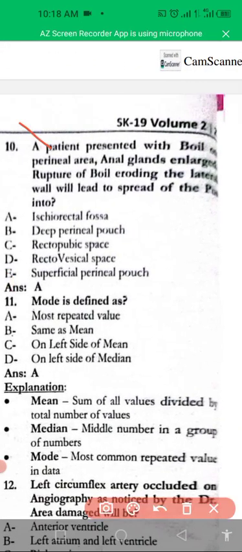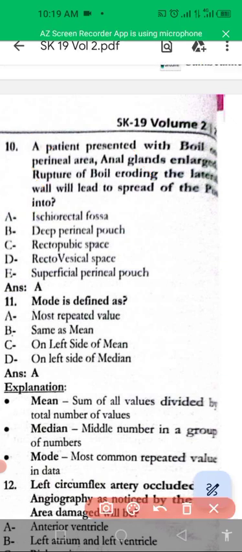A patient presents with boils in the perianal area, gland enlarged, boil eroding the lateral wall leads to spread to the ischiorectal fossa. Now next one is mode is defined as the most repeated value.